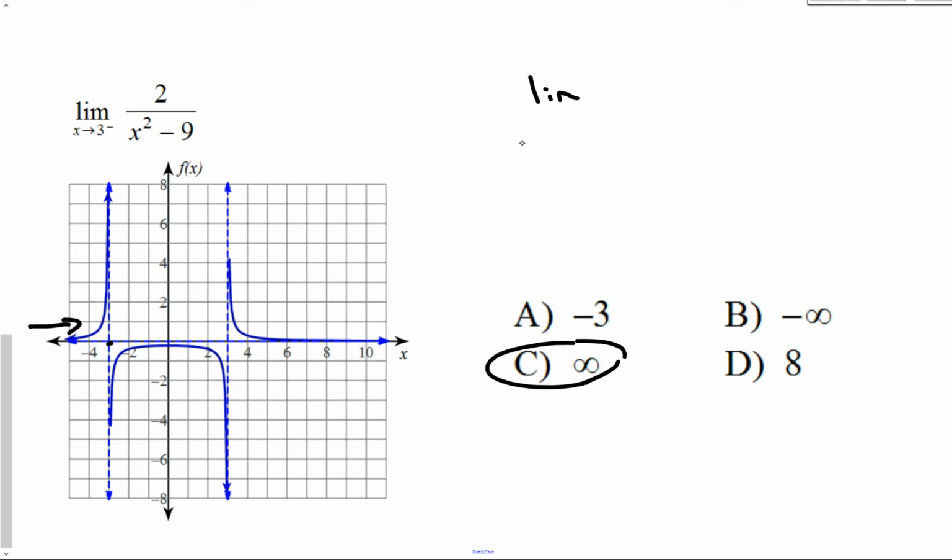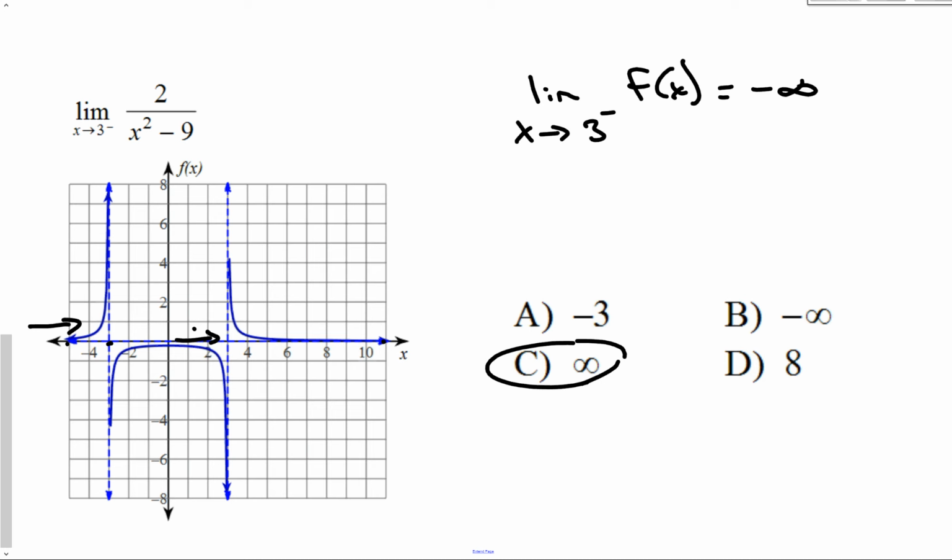The limit as x approaches positive 3 from the left of my function is equal to, well, we want to go to the left of 3. As we approach there, the graph goes straight down, so that would be negative infinity. And the limit as x approaches infinity is going to be 0, and as x approaches negative infinity is going to be 0 as well, because the ends of these graphs are approaching the x-axis.